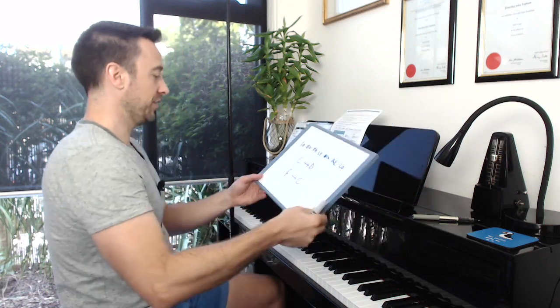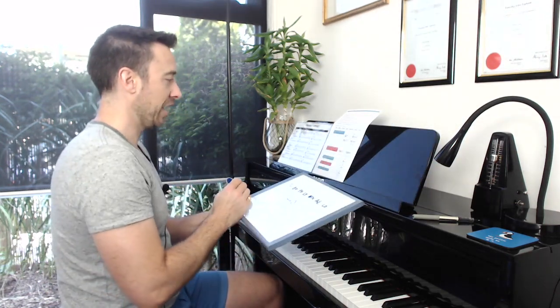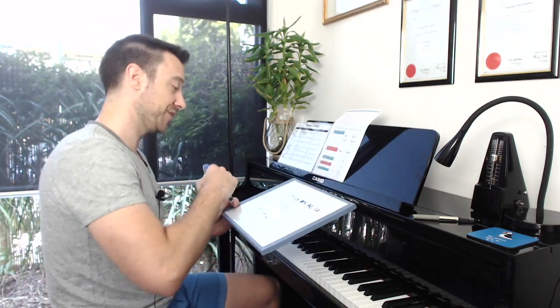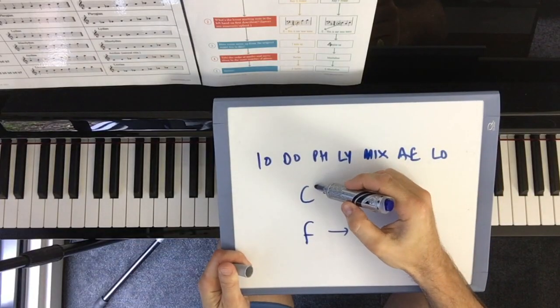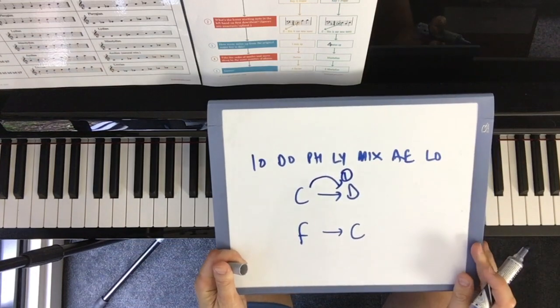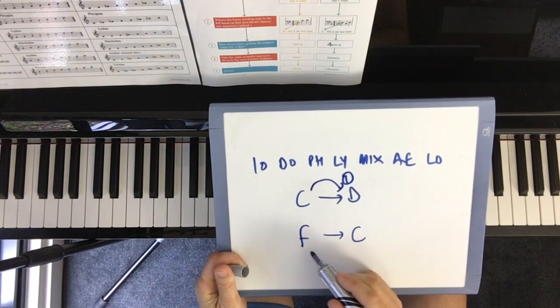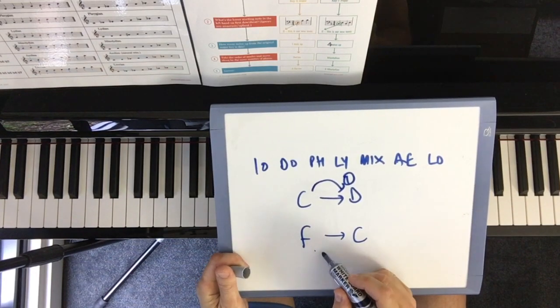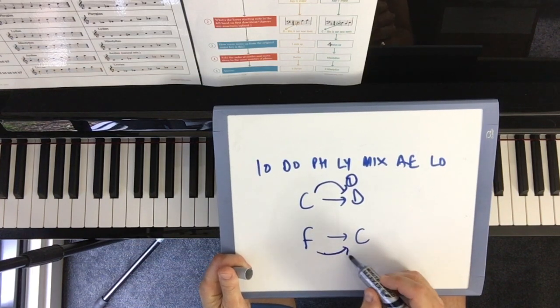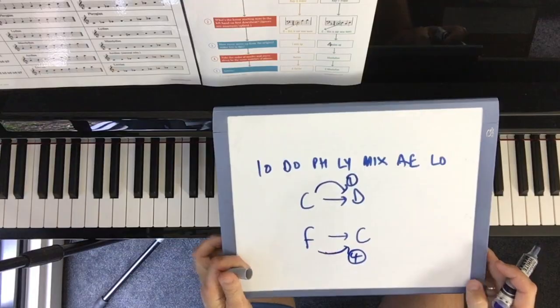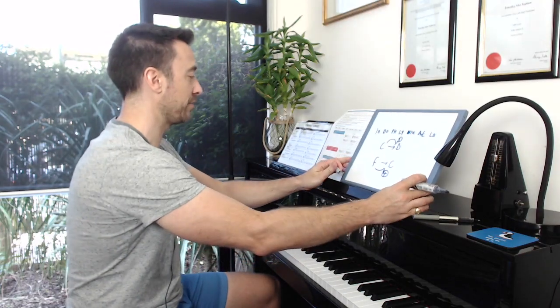Now, the next thing to do is just work out how many notes you have moved from the starting key to the new key. So in the case of this first one, we've moved up one position. In the case of F to C, F, G, A, B, C, 1, 2, 3, 4. We've gone up 4 places. All right, so that is step number 3.